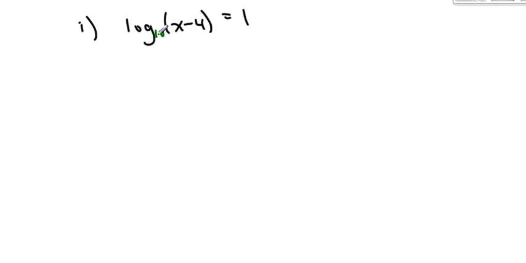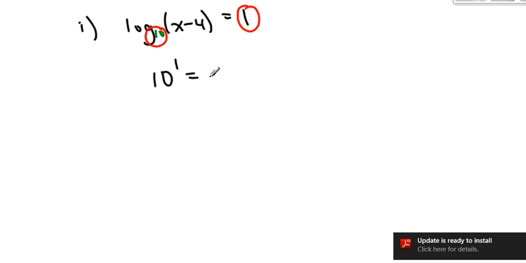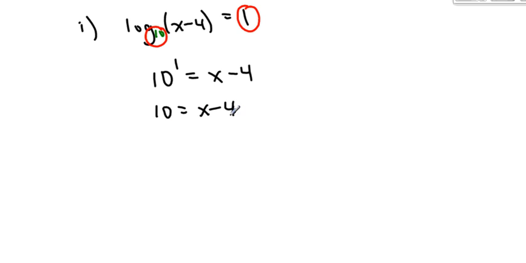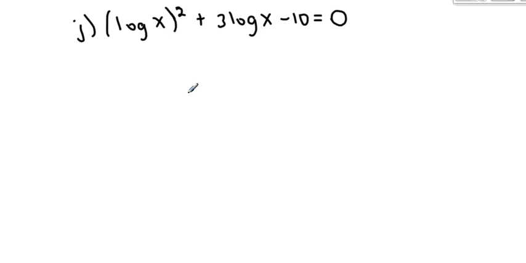So here's question I, and remember, I know what this base is, it's base 10. And so what I have is the base and the exponent, which means I'm going to rewrite this as an exponential expression. 10 to the exponent 1 is equal to x minus 4. So I'm just now solving a grade 9 equation, add 4 to both sides, x equals 14. Oh, what a nice question that was. Too easy.